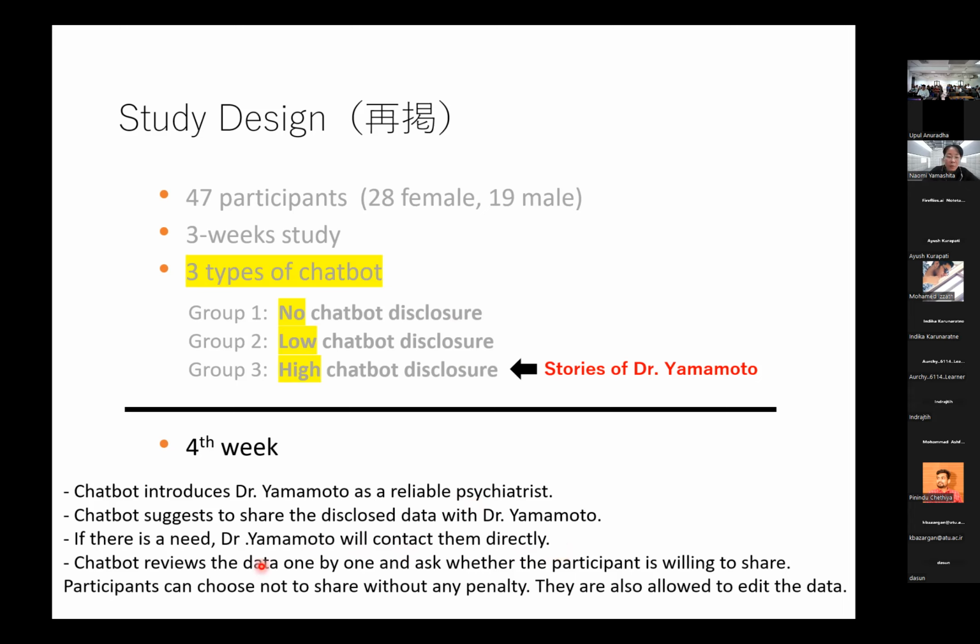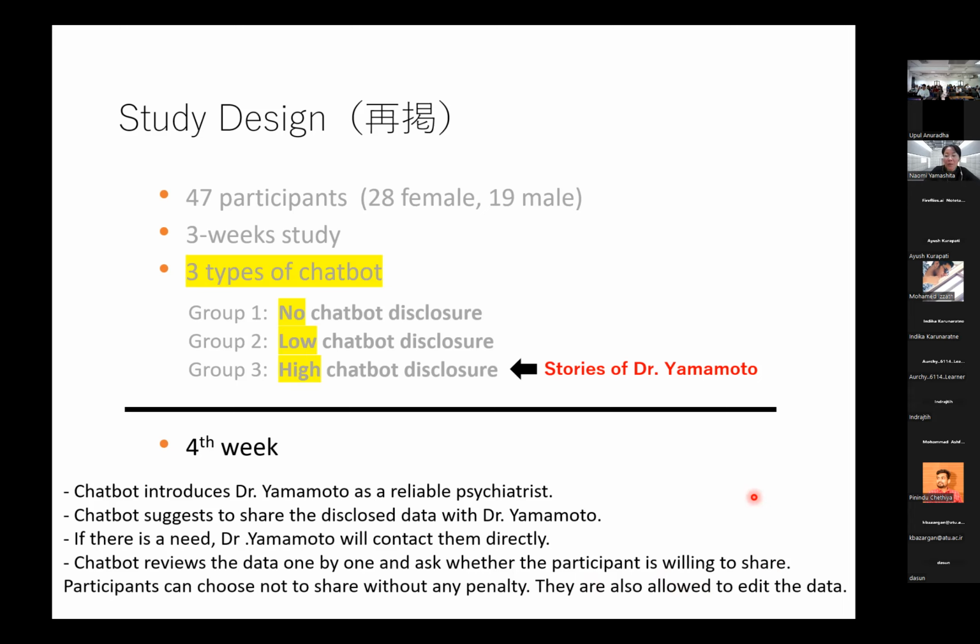And the chatbot starts reviewing the data one by one during the 3 weeks of disclosure, and asks whether the participant is willing to share each of the disclosures with Dr. Yamamoto. And the participants were allowed to say no, they don't want to share it with Dr. Yamamoto, or they could also tweak the text and edit the data. So we were interested in how they would want to do that.